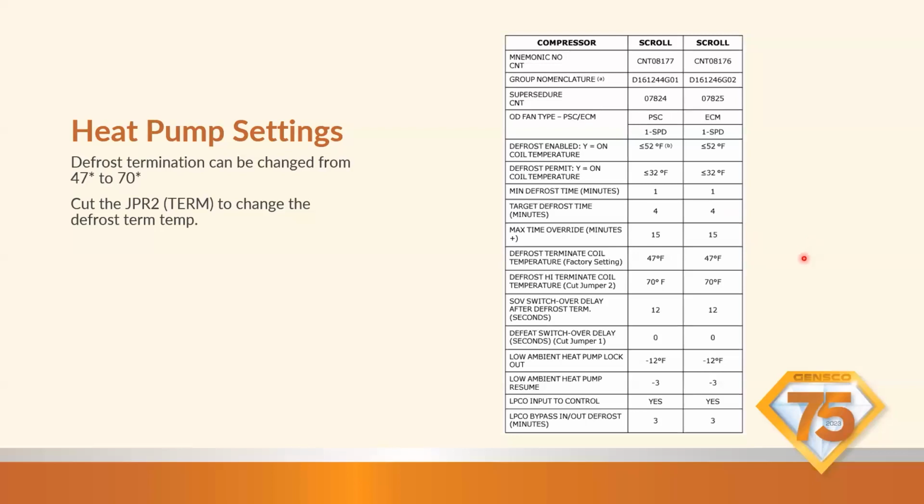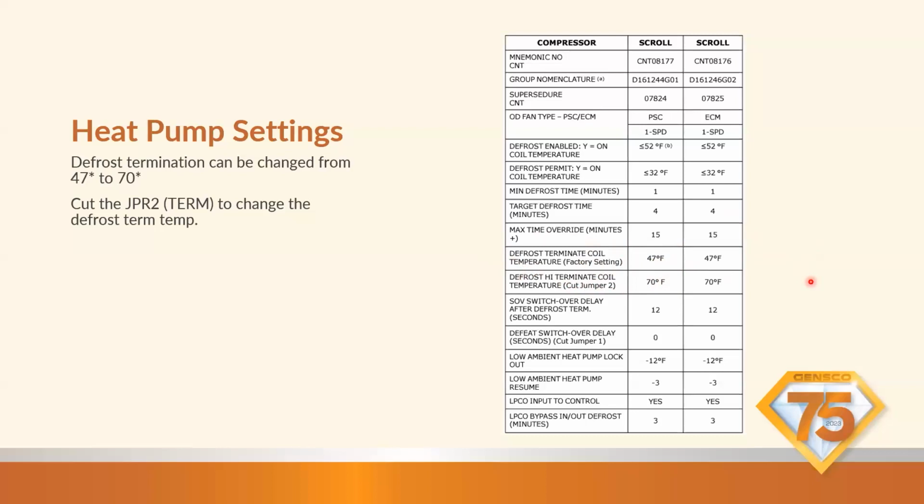The next thing down here, this is one of those things where we're going to talk about actually adjusting, is this defrost termination temperature. So there is a jumper, it says JPR2, jumper 2. What that jumper does is it changes the temperature at which it comes out of a defrost from 47 degrees to 70.